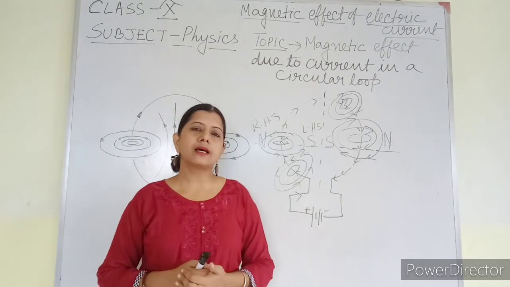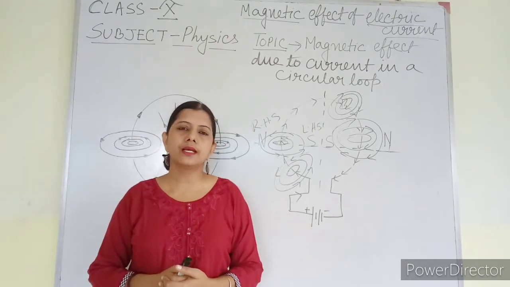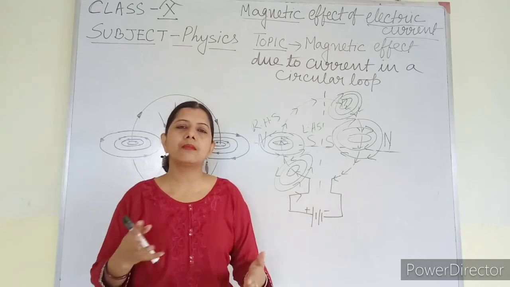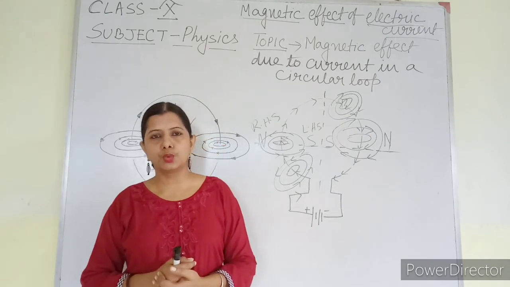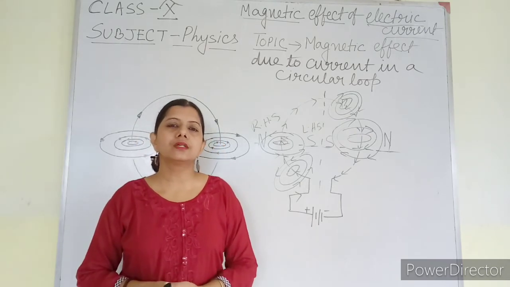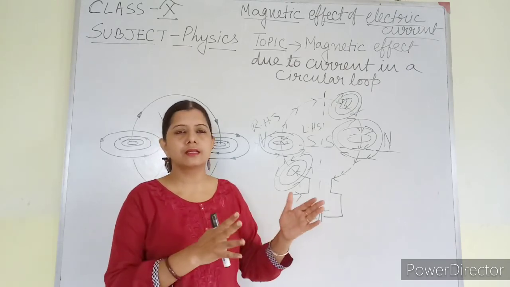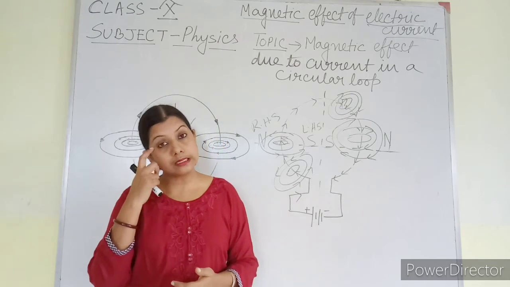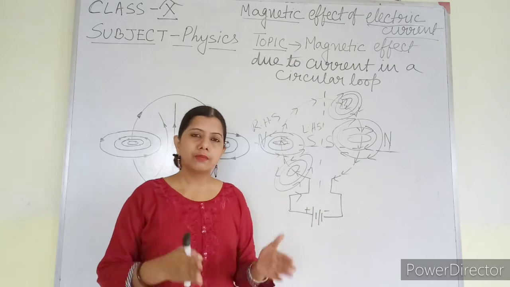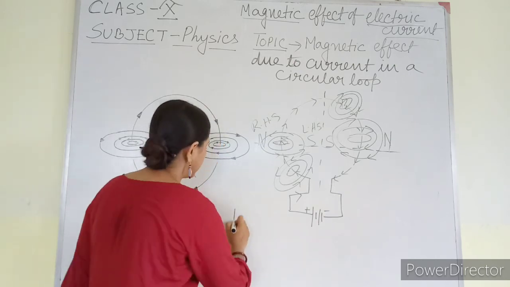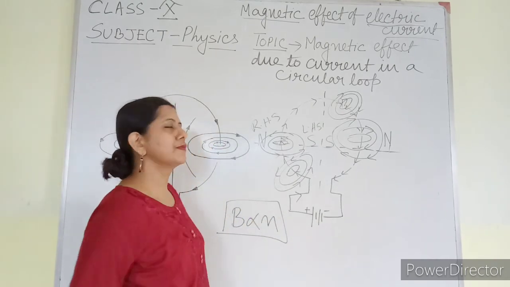And in this case, another thing you have to remember, this is only one loop I have drawn. If the circular loop has n number of turns, then as the number of turns is more, the magnetic field produced will also be more. So the magnetic field here is directly proportional to the number of turns. So this also you have to remember.